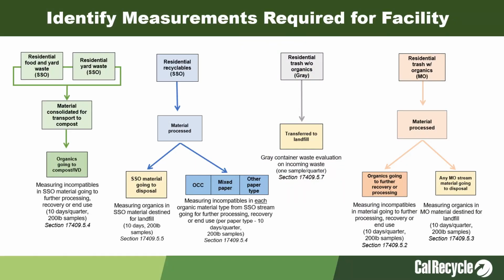So stepping back now, we've identified all the measurement requirements for this facility and what they need to measure each quarter. In a few slides, we're going to be prepping for those quarterly measurements, so this information will be back. But for now, we're going to use these stream classifications we just figured out, and start thinking about the data that we need to record and report to CalRecycle based on what we figured out so far.